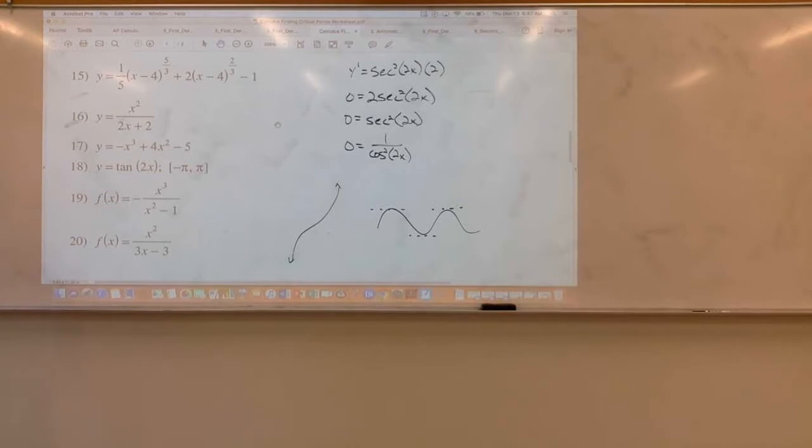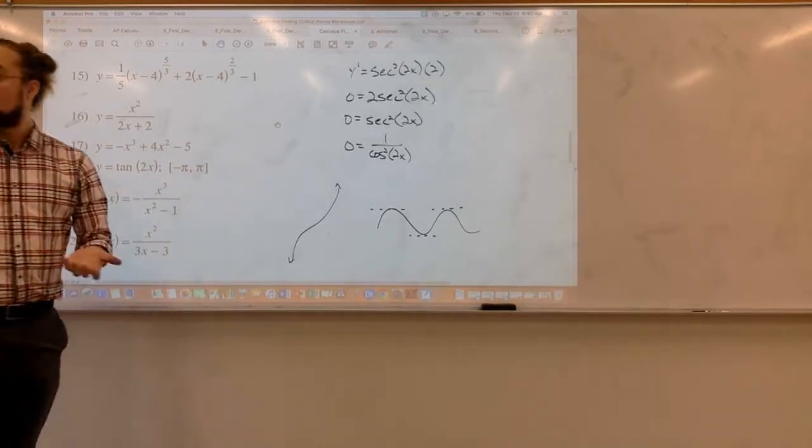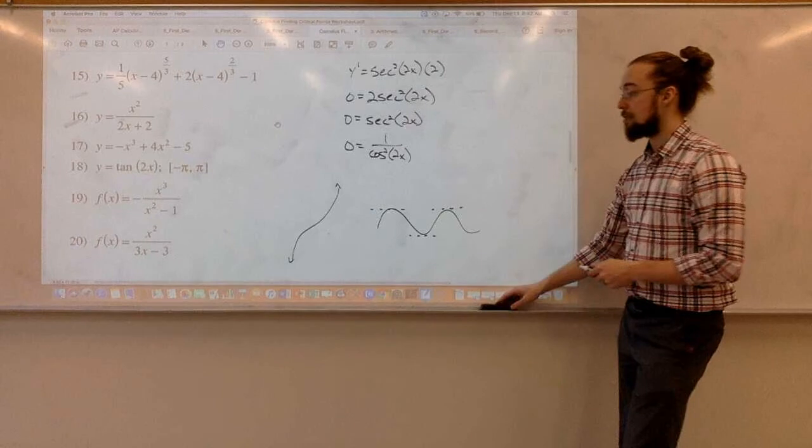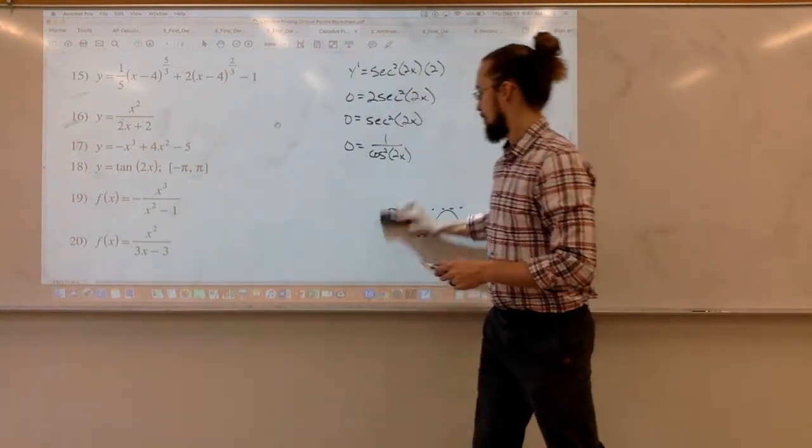If it's just tangent, if we had tangent plus sine or something like that, then that would. But if we just have a tangent function, there won't be any critical points.